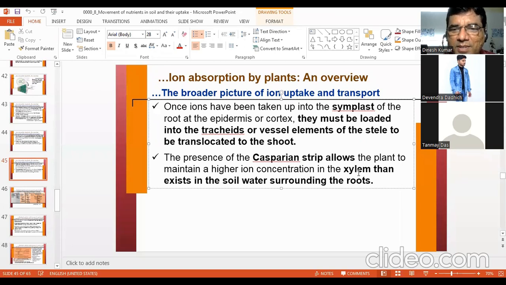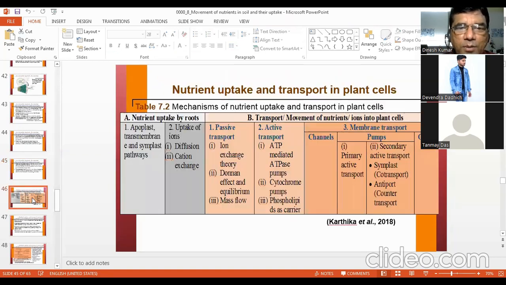That is the advantage. On the one hand, it is stopping the entry through the apoplast, but on the other hand, it is not allowing the absorbed or transported ions which are present in the xylem to go back to the cortex. So that is the advantage. It allows the plant to maintain a higher ion concentration in the xylem than exists in the soil water surrounding the roots or other root cells. Now we can summarize the ion uptake.